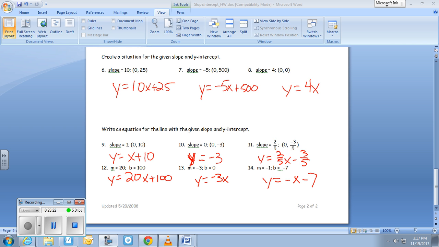Number 14, it's negative x minus 7. Y equals negative x minus 7. Again, you could do plus a negative 7 at the end, but I would prefer minus 7.